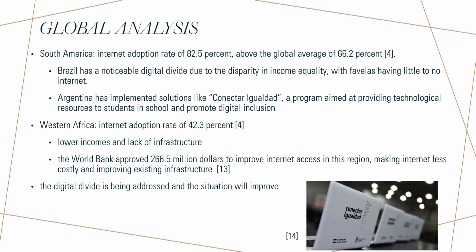The next region we'll look at is Western Africa, having an internet adoption rate of 42.3%. It has such a low rate due to lower incomes and lack of infrastructure. Most people don't have access to mobile broadband, and on top of that, cannot afford it. To improve conditions, the World Bank approved $266.5 million to improve internet access in this region. This program aims at making internet less costly and improving existing infrastructure. In the regions discussed, the digital divide is being addressed and the situation will improve.